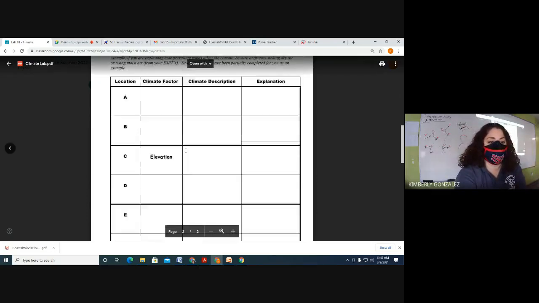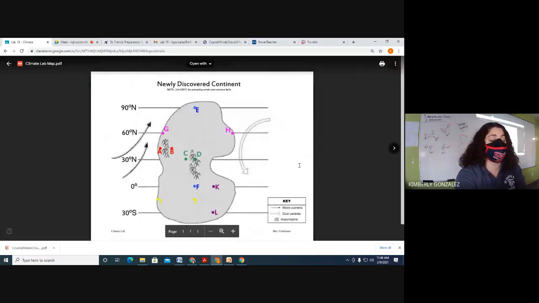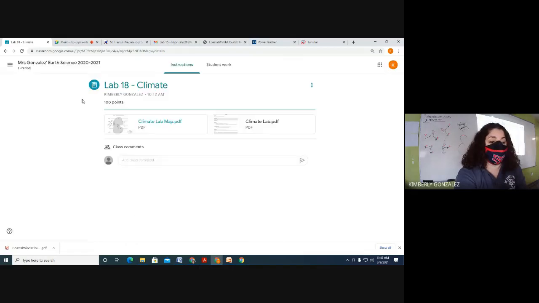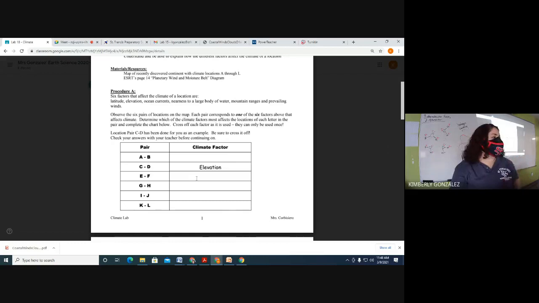So what you guys are going to do, like I said, is use the map, which is what you're going to take your selfie with, to figure out these 6 climate factors and what they should be. Once you think you have them correct, you get my attention and I check them. But you cannot move on until you have all 6 factors in the correct spot.